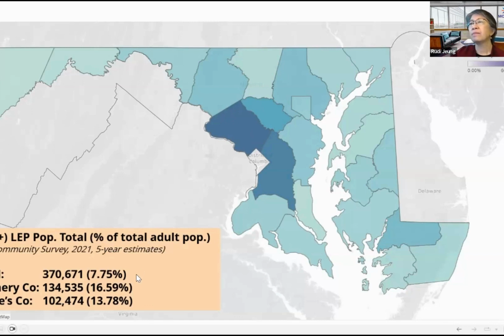And you'll see here in the box, in Maryland, there are about 370,000 limited English proficient adults, which is about between 7 and 8% of the total adult population. And you can see where the darkest areas are. Those represent Montgomery County and Prince George's County, where the density is highest. So in Montgomery County, we particularly see the need for the toolkit we're going to be talking about today. But obviously, we think it will be useful wherever there are English language learners.